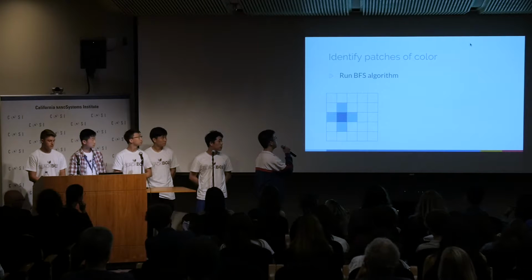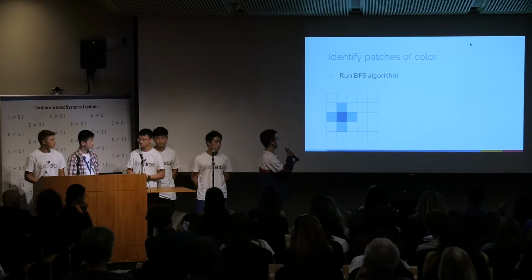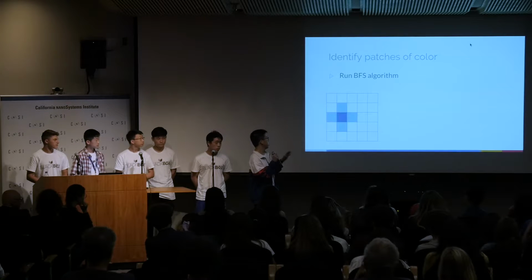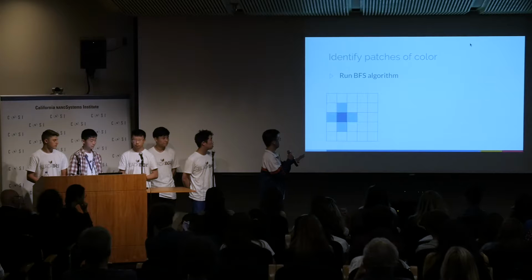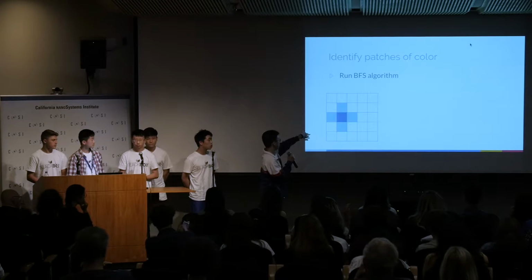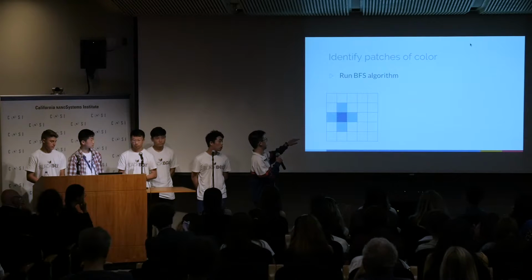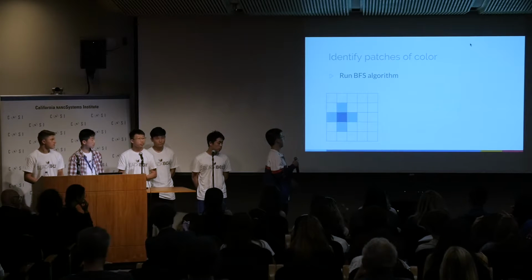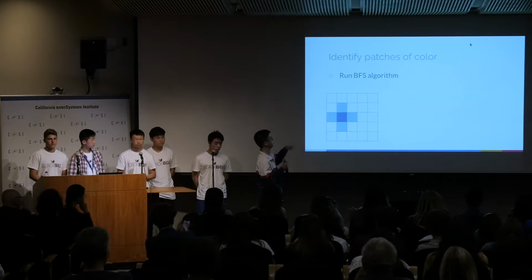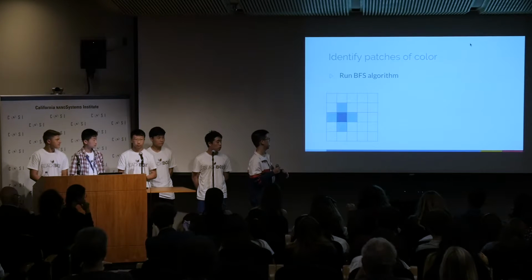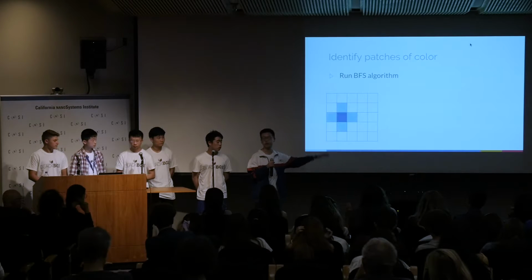Okay, so first, the computer runs the BFS algorithm. For example, if you're looking for a blue patch, it will identify a blue pixel, and then it will search the area around the blue pixel. And if it identifies other blue pixels in the image, it will run the algorithm again and repeat the process until it identifies all the blue pixels in the image.